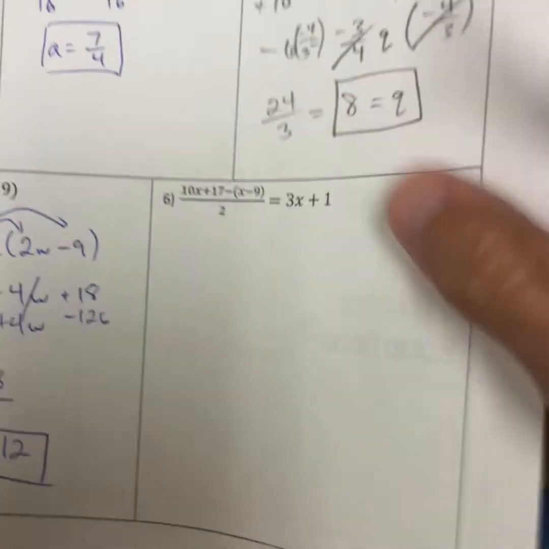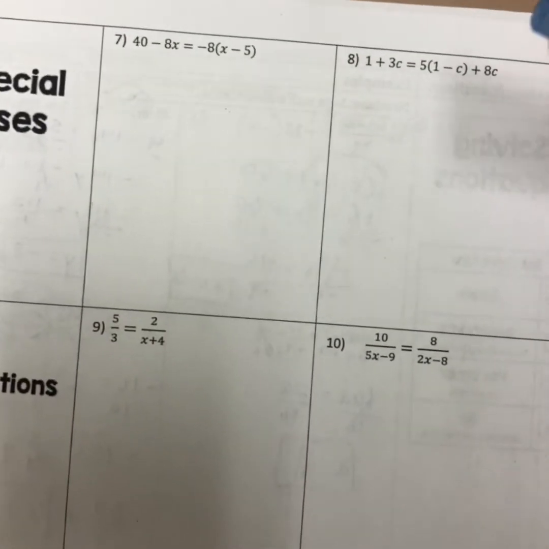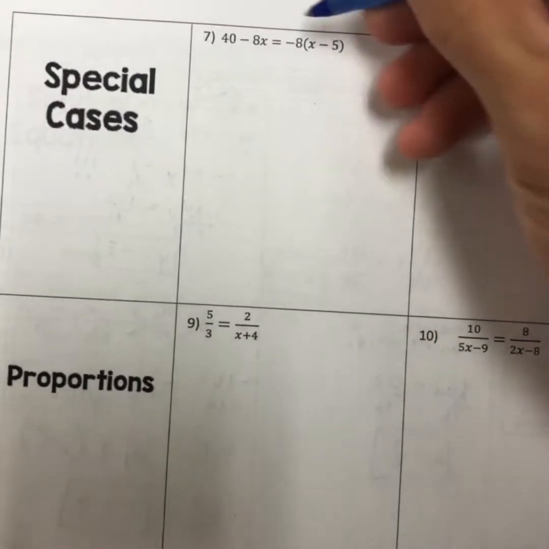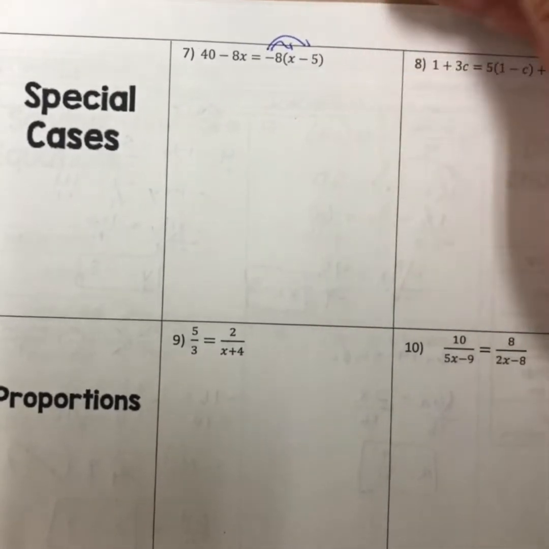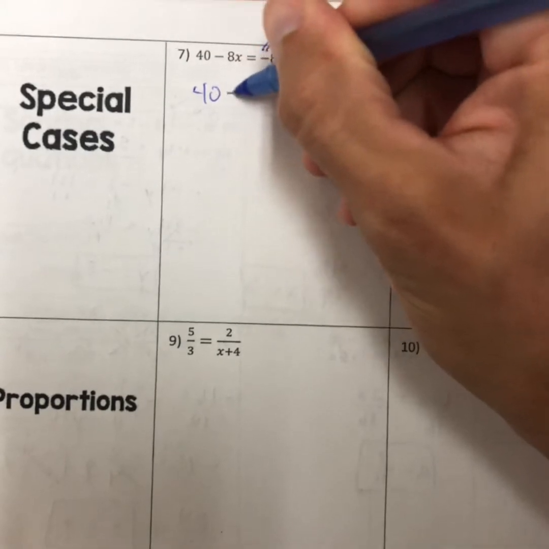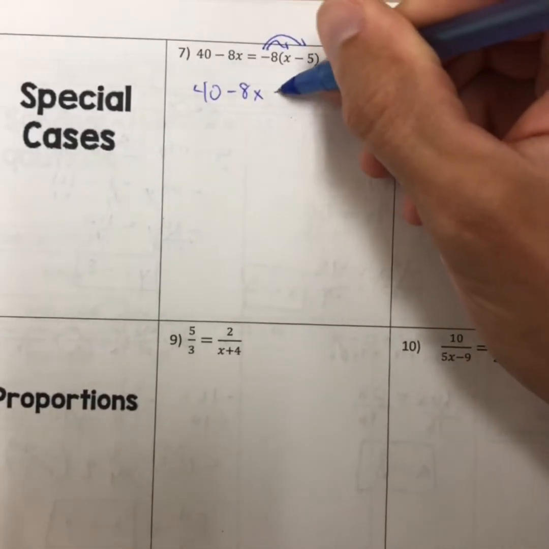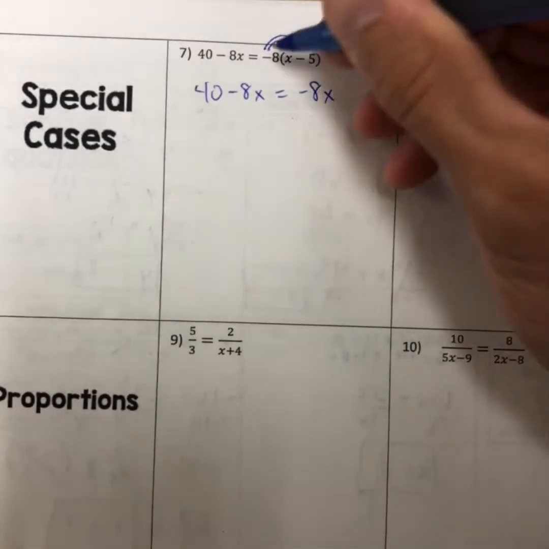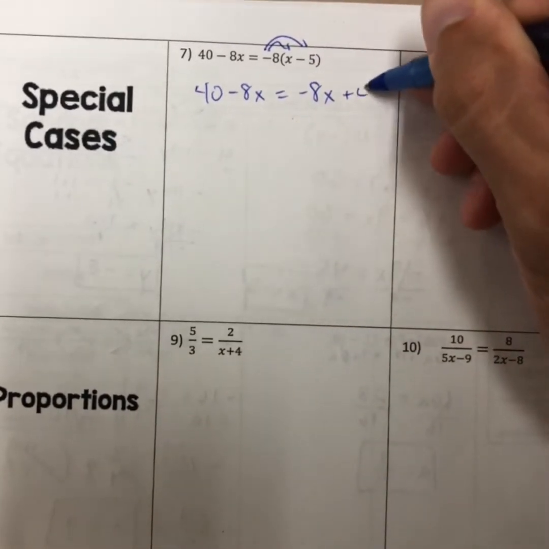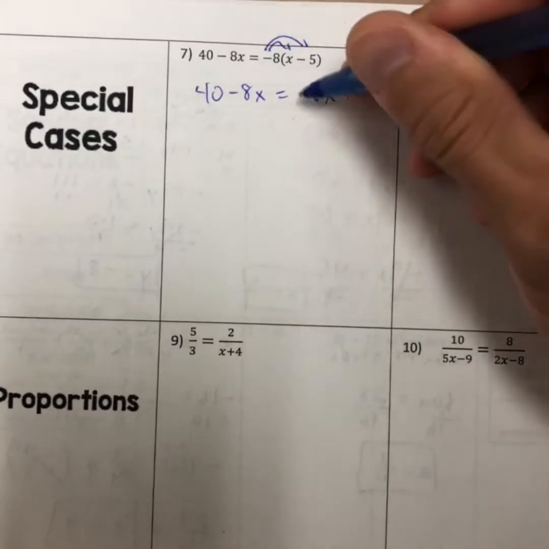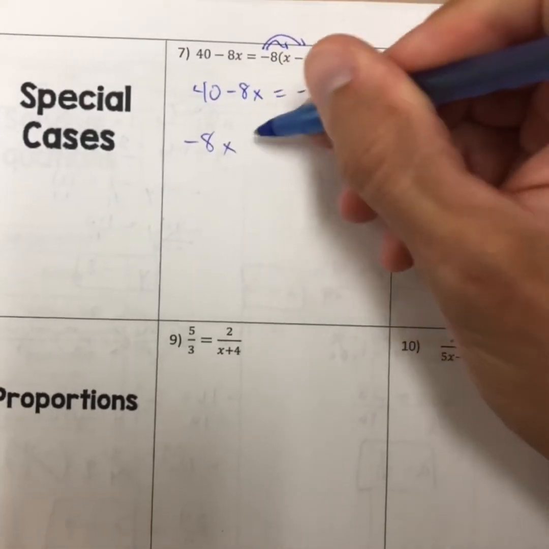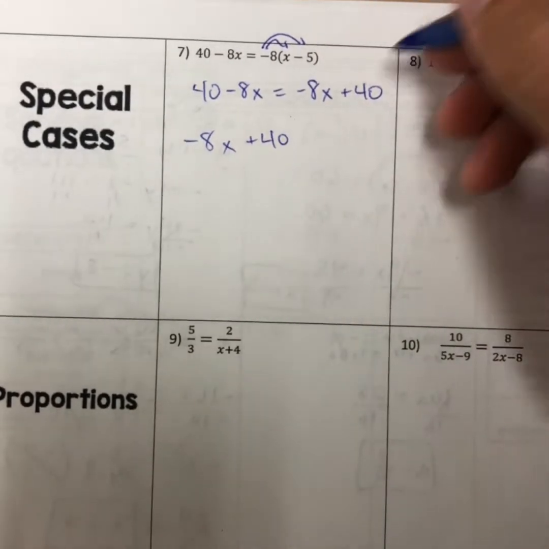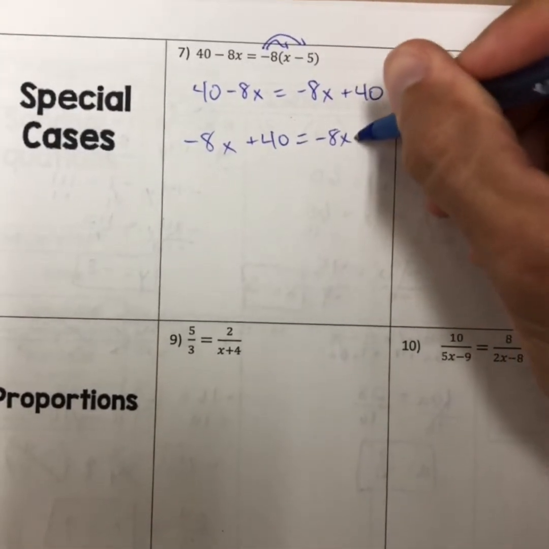And then on the back, we have some special cases that we need to review. So special cases here. Once we distribute the negative 8 to both those terms, we still have 40 minus 8x on the left equals negative 8x, and then negative times negative is a positive 40. If you analyze both sides here, they're actually the same exact thing, right? Negative 8x plus 40 equals negative 8x plus 40.